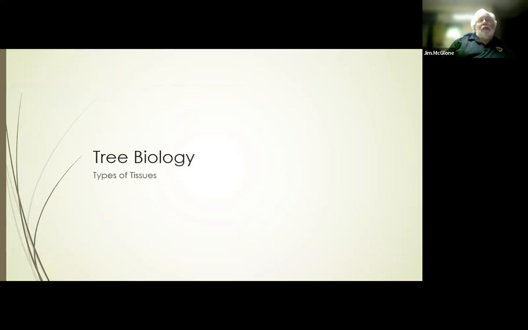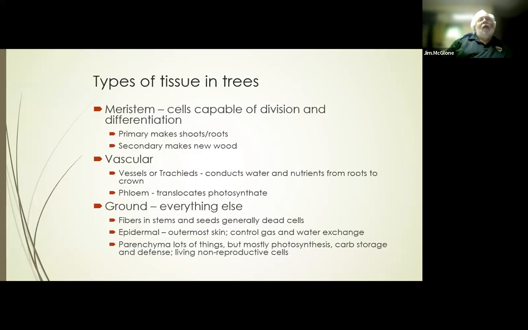So let's look first at the types of tissues that you find in a tree. There are basically three types of tissues. There's meristem, and I assume this is all pretty much review for you from your basic training. But the meristem are those cells that are capable of dividing and making new cells, and then they can differentiate into different types of tissue in the tree. The primary meristem is what makes the shoots and roots. It's responsible for height growth or width growth. The secondary meristem is what makes the new wood, and it is responsible for diameter growth in the tree.